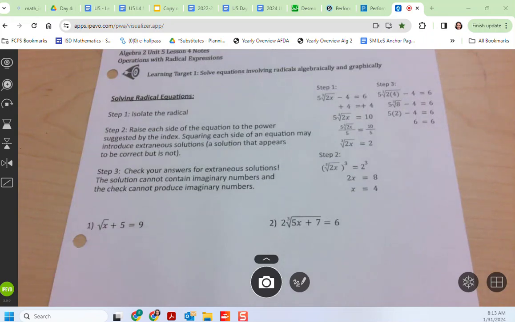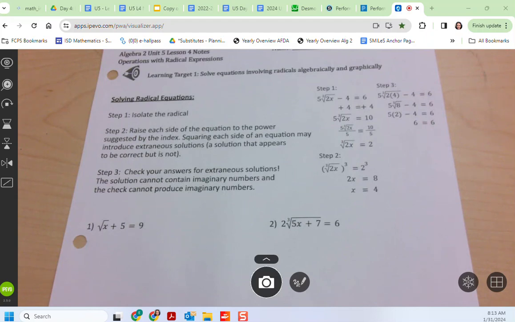All right, here we go, guys. Today we are solving equations. We've done 3 lessons worth of simplifying, and now we're solving equations, okay?